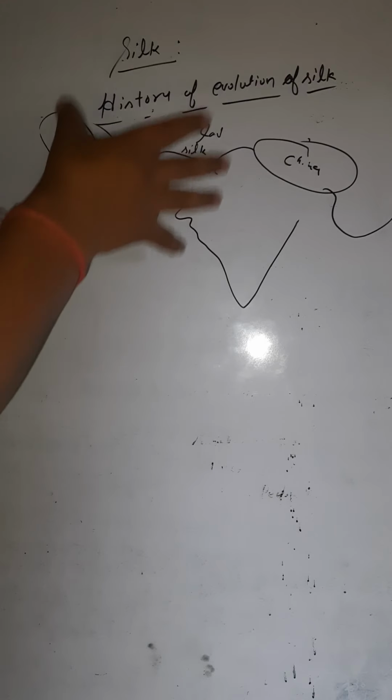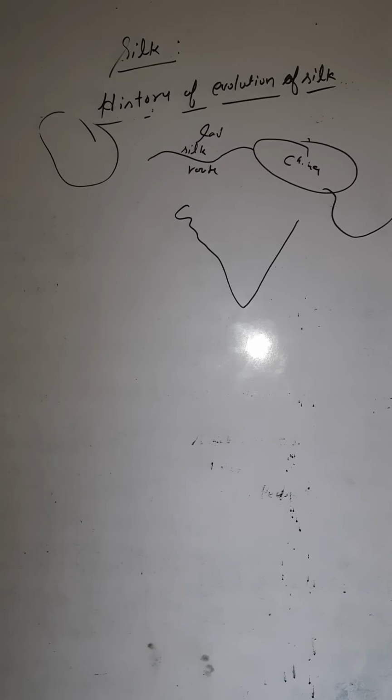So this is how the silk trade was there from China to other parts of Europe, and it gave good business to Chinese people in the European nations. This is all about the history of silk. From the next lecture we will be discussing sericulture.